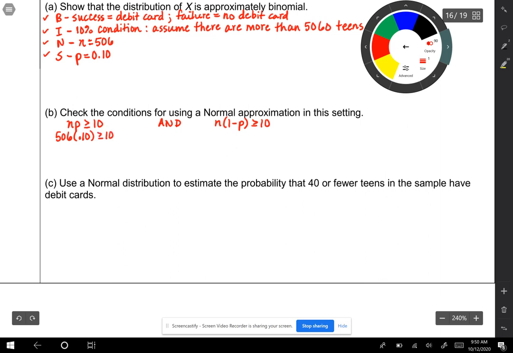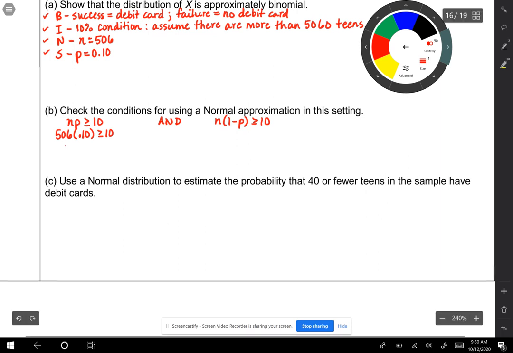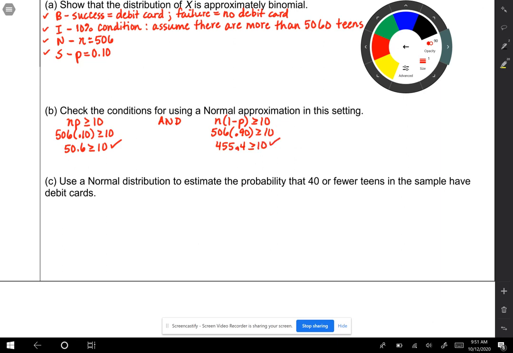And you don't just put in numbers, nor do you just skip and put a check mark next to the formula and say it meets. Verify with the numbers. So this is 50.6, which is greater than or equal to 10. There we have 506 times the failure, which is 0.90. When I multiplied those two together, I got 455.4, which is also indeed greater than or equal to 10. So the normal condition has been met.